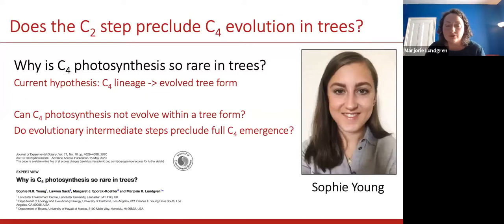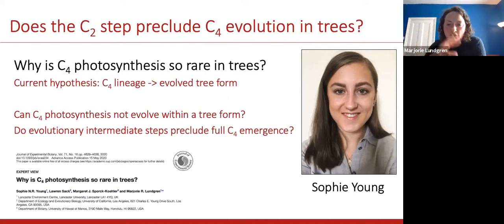We know that C4 photosynthesis has repeatedly evolved something like nearly 70 times independently. If it's evolved so many times, why is it not happening in trees? There are a few true trees that have C4 photosynthesis, but the hypothesis is that they were already C4 lineages before they became trees. So could it be that once you're a tree, you can't then evolve C4?